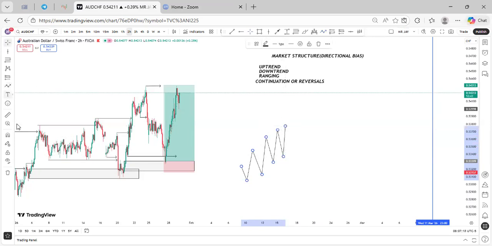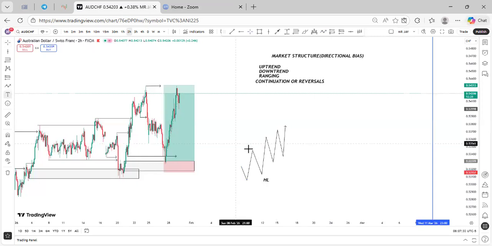So let me just take this and write it down so we can see very well. So this is higher lows, right? Higher lows, and then we're also having higher highs, right? So this is how the market is forming. The market is forming higher highs and also forming higher lows. So this is what an uptrend looks like.